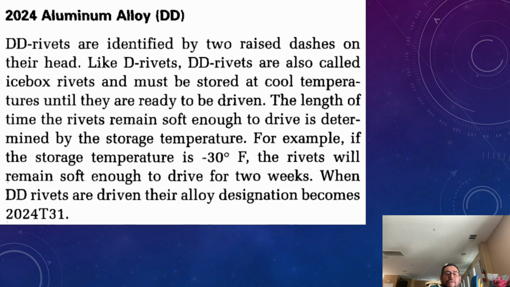Moving on, 2024 aluminum alloy. That's the DD rivet. They are identified by two raised dashes on their head. Like D rivets, DD rivets are also called icebox rivets and must be stored at cool temperature until they are ready to be driven. The length of time the rivets remain soft enough to drive is determined by the storage temperature. For example, if the storage temperature is negative 30 degrees Fahrenheit, the rivets will remain soft enough to drive for 2 weeks. When the DD rivets are driven, their alloy designation becomes 2024-T31.